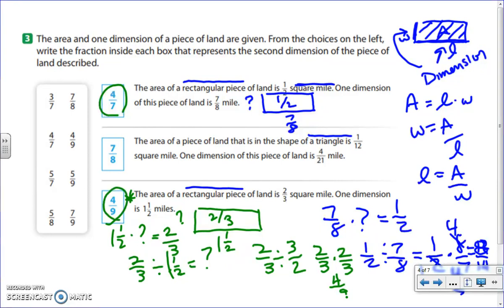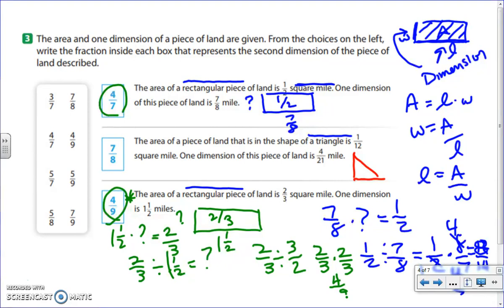Now we're looking at that middle one here. Now here's where things get tricky. The area of a piece of land in the shape of a triangle is 1/12 square mile. I'm going to draw a right triangle. This really only works for right triangles. I wish they would have said a right triangle shape of land, because I'm not sure what dimension it could be for the 4/21.